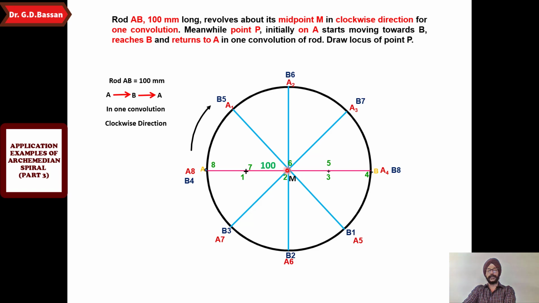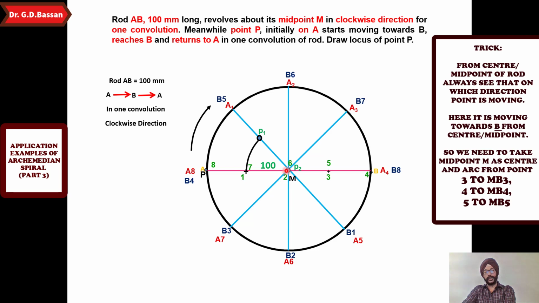Now taking center at M, radius equal to M to 1, draw an arc which intersects MA1 at point P1. Where is point P2? That is at the pole point. Now here also see on which side we are going for the third point. From the second point, on which side are we going? We are going towards this side. So the third point is towards the B side, so we have to take the point on the B3 side.